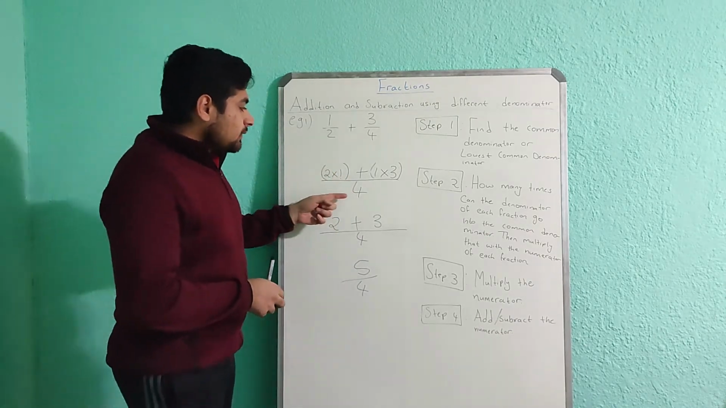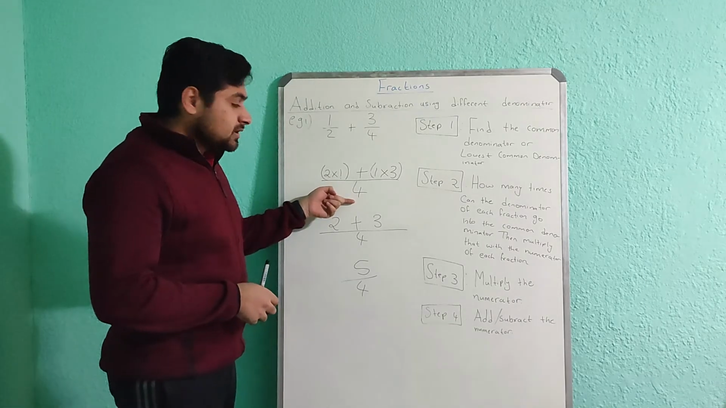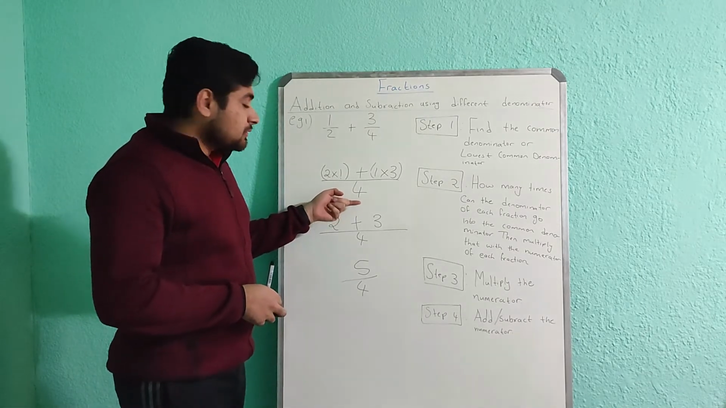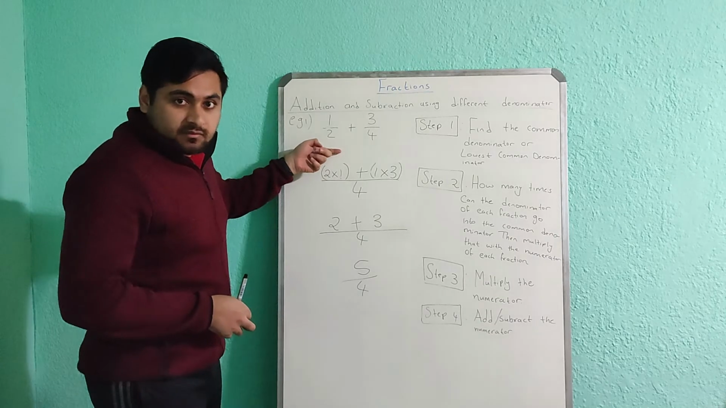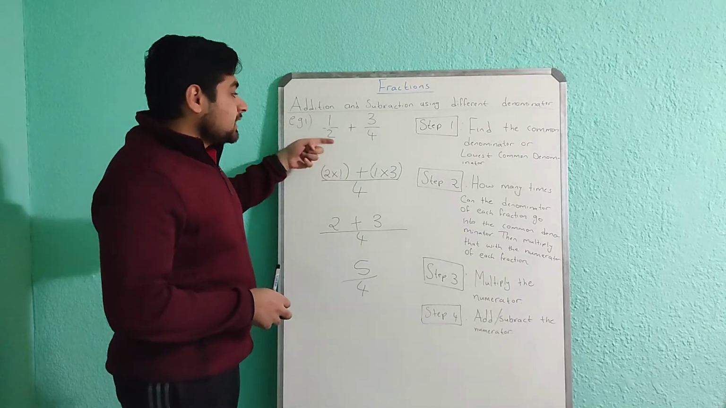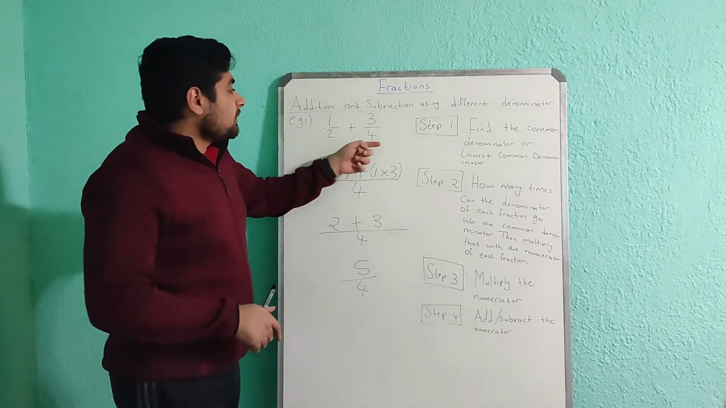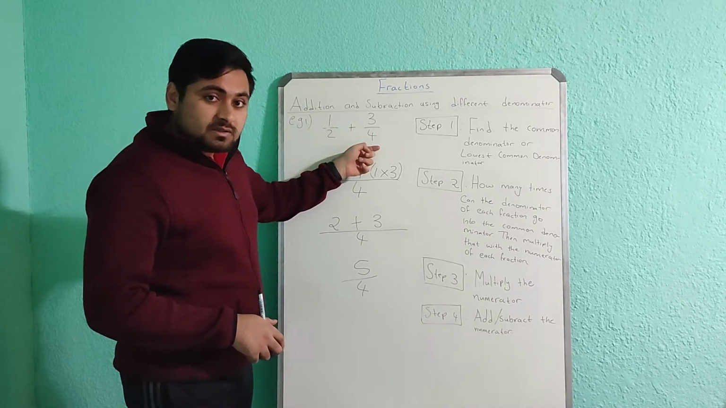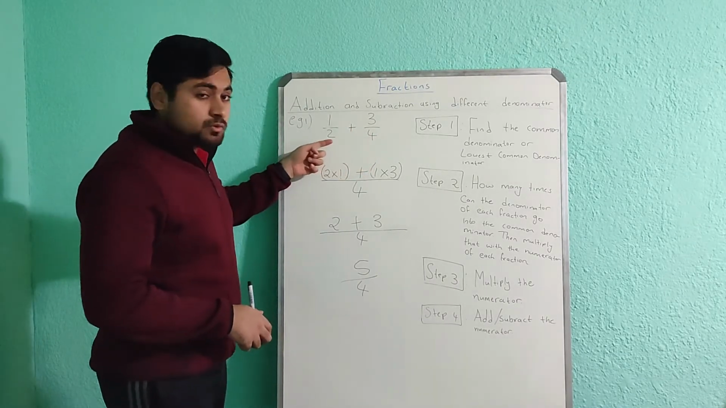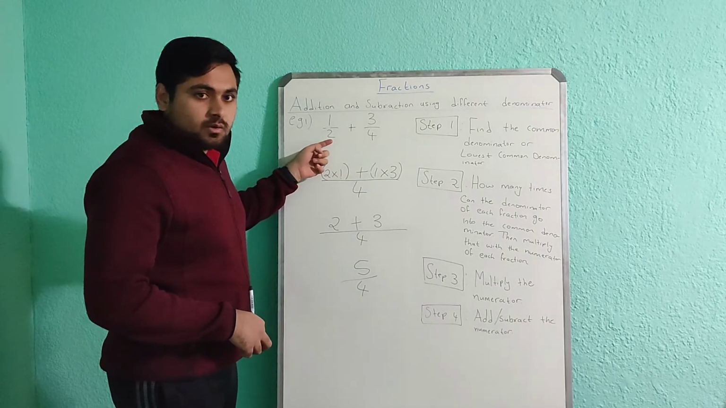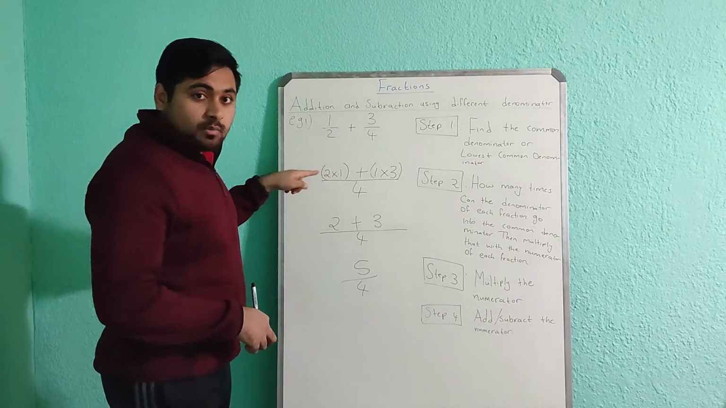So we found that our common denominator, or the lowest common denominator, is 4. How did we find that? We went to the first fraction and asked ourselves, can 2 go into itself without a remainder? Yes, 1 time. Now, can the denominator of the second fraction, which is 4, go into 2 without a remainder? The answer is no. So it means 2 is not the common denominator.